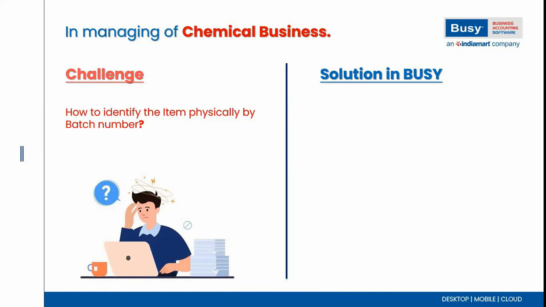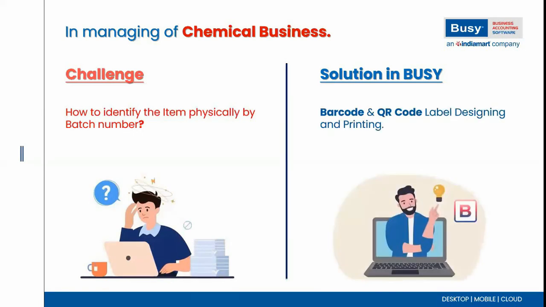It calculates automatically. For identification purposes, you have a feature called barcode and QR code also. You can design the barcode on the basis of batch number, print the barcode and stick it on the products. After that, when you scan the particular product, the software can easily identify the batch number, expiry date, and all the item information. So this is how you can manage it.